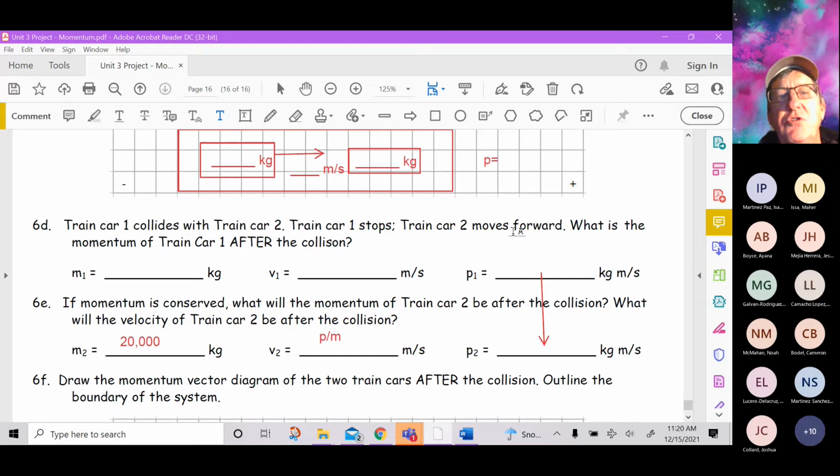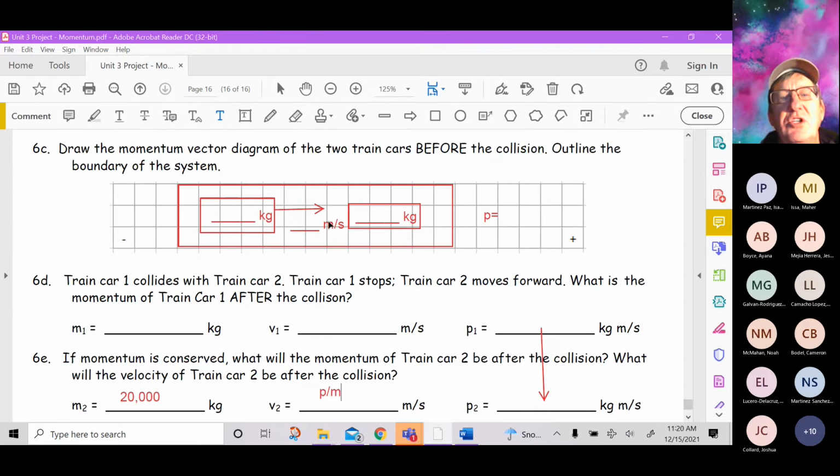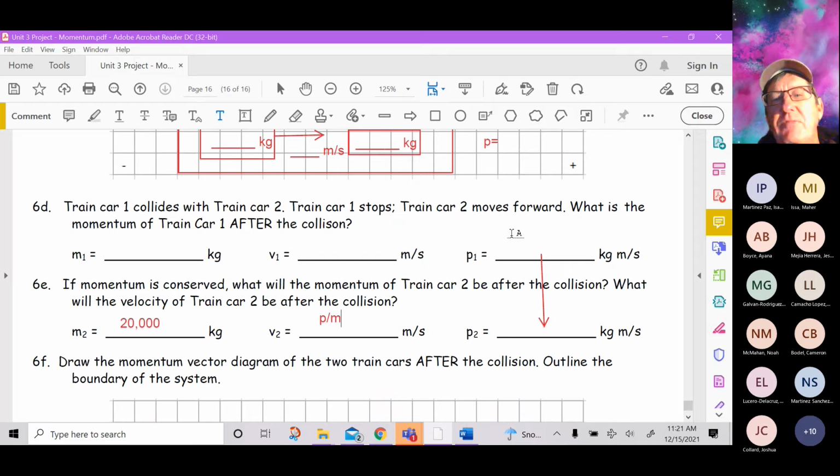So you need to draw the two train cars. You need to, just like we did here, label their masses. You need a vector arrow to show which cars are moving and which are not moving. Put the arrow on the car that is moving and label how fast it's moving. Draw the boundary and label the total momentum, which again, total momentum was conserved. Whatever went in is the same amount that comes out.